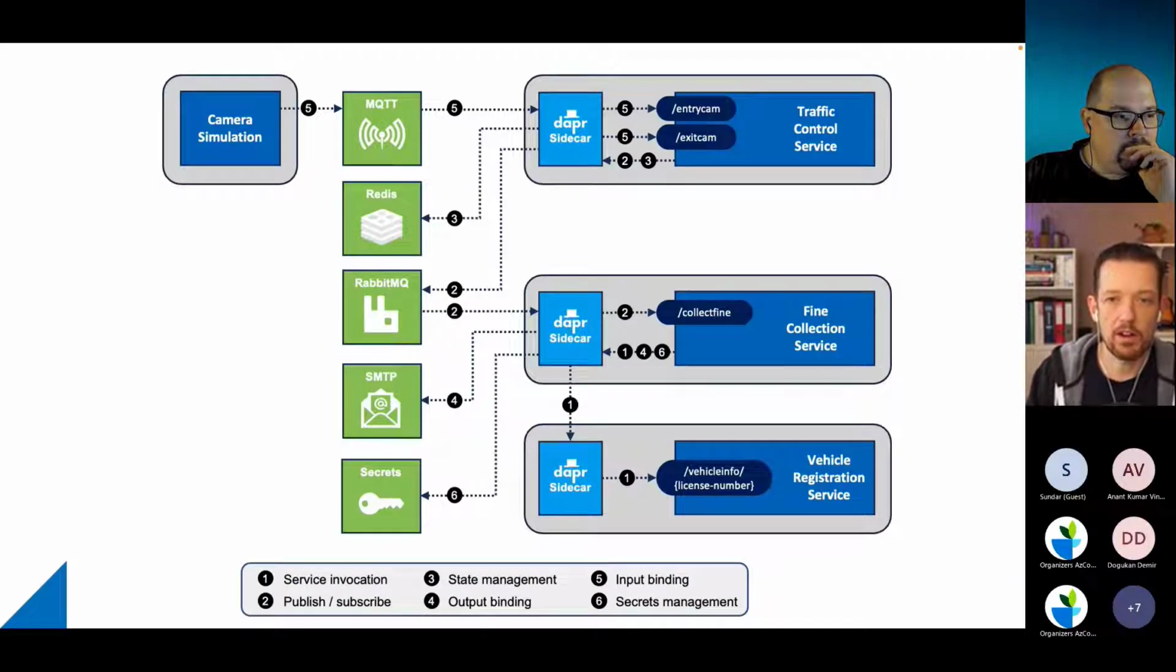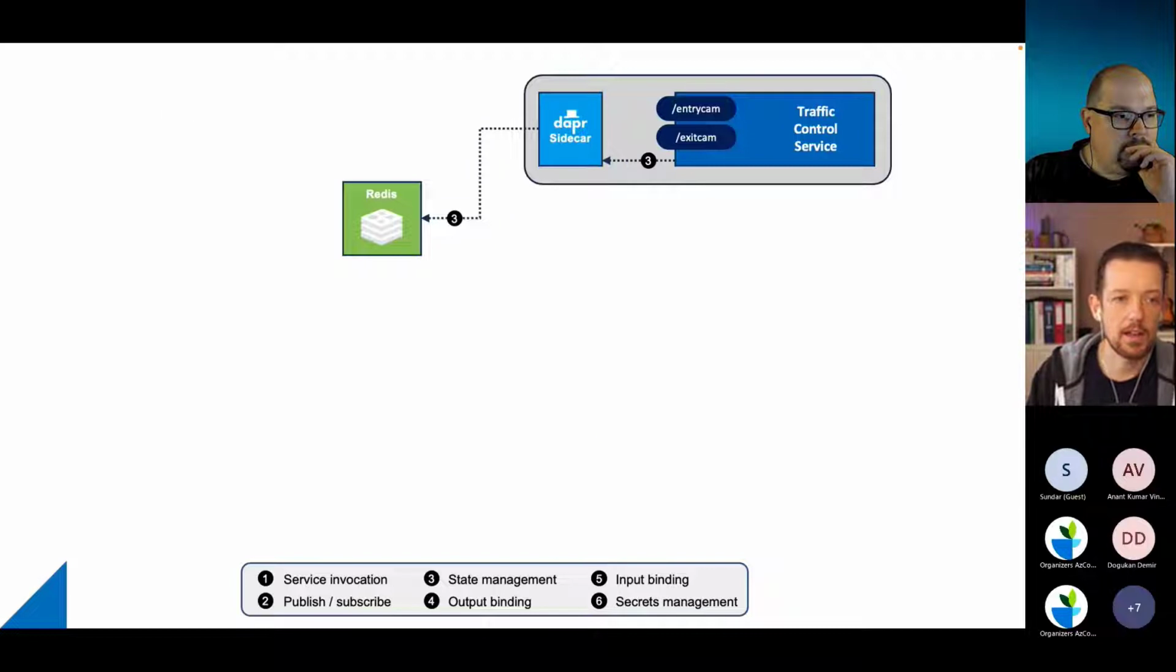Okay, so let's look at our architecture diagram again. This demo will focus on the traffic control servers. So at the start of the lab, the traffic control server simply keeps the vehicle state in memory. There's no persistence at all going on. And it's our job to fix this and to make sure that our vehicle state is safely persisted.